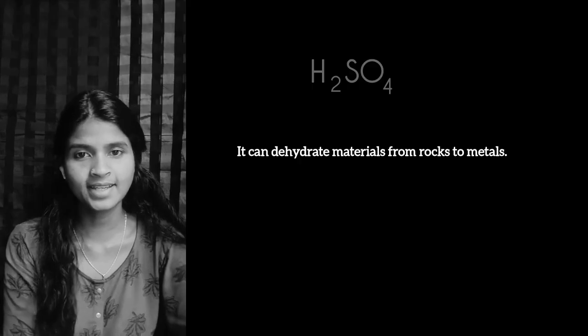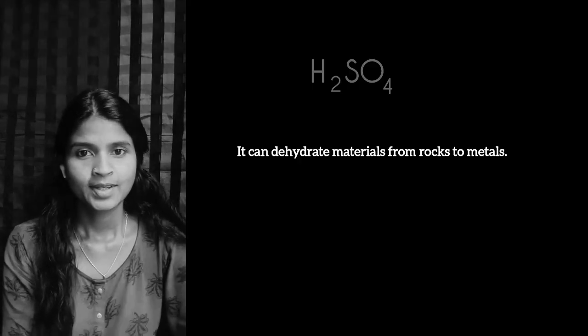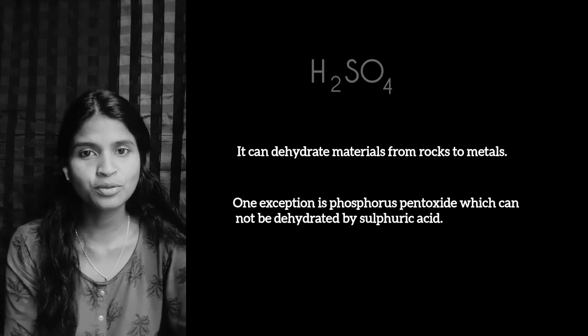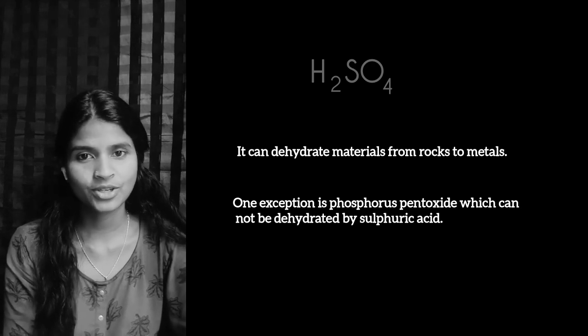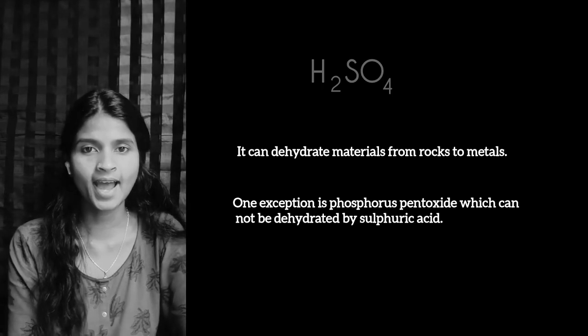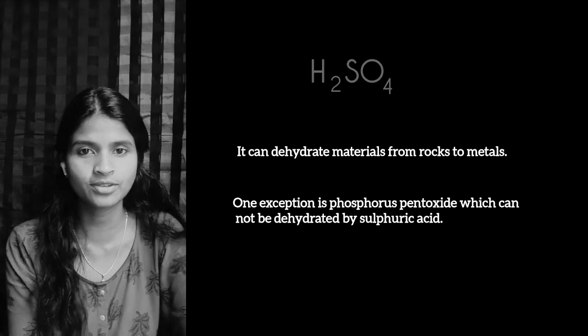Sulphuric acid can dehydrate materials from rocks to metals. There is only one exception: phosphorus pentoxide cannot be dehydrated by sulphuric acid. On the contrary, sulphuric acid gets dehydrated by phosphorus pentoxide and it takes the form of sulfur trioxide.